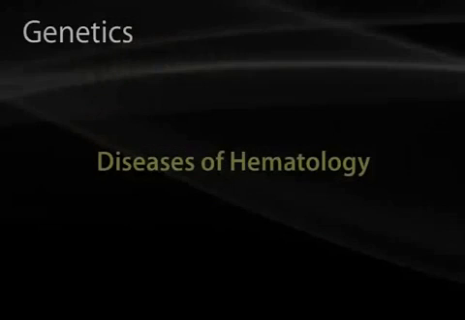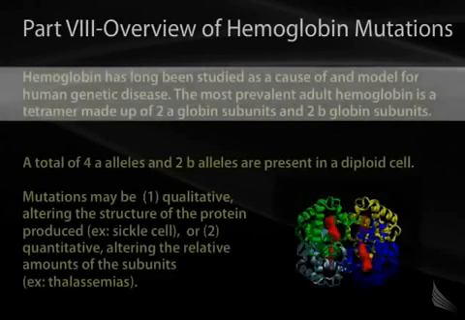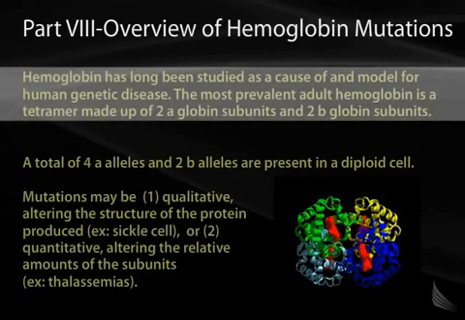In this section, we will discuss diagnosis and therapy of diseases of hematology, coagulation, and immunology. First, let's talk a little bit about hemoglobin. Hemoglobin has long been studied as a cause of and model for human genetic disease. The most prevalent adult hemoglobin is a tetramer, made up of 2 alpha globin subunits and 2 beta globin subunits.